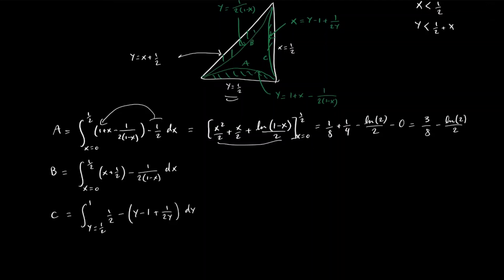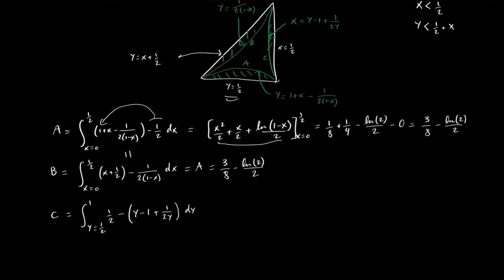Now, for the integral b, before trying to calculate it, what we can notice is that this expression is exactly equal to the expression in a, and the integral is made between the same bounds. So in the end, we know that the integral b is exactly equal to the integral a, and so this is also equal to 3 divided by 8 minus the logarithm of 2 divided by 2.